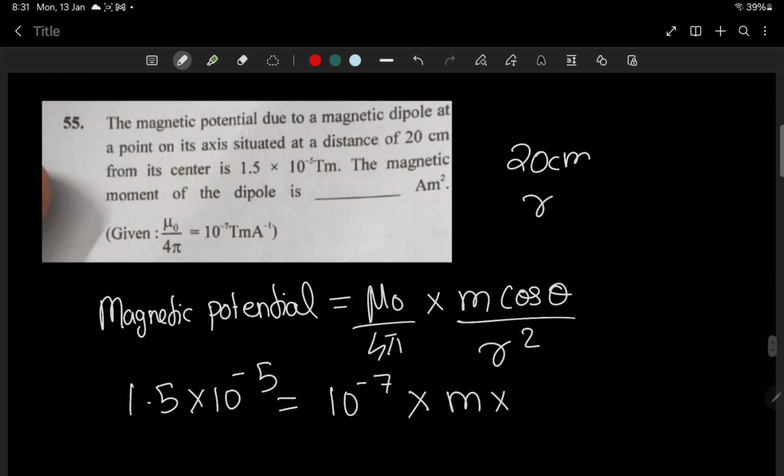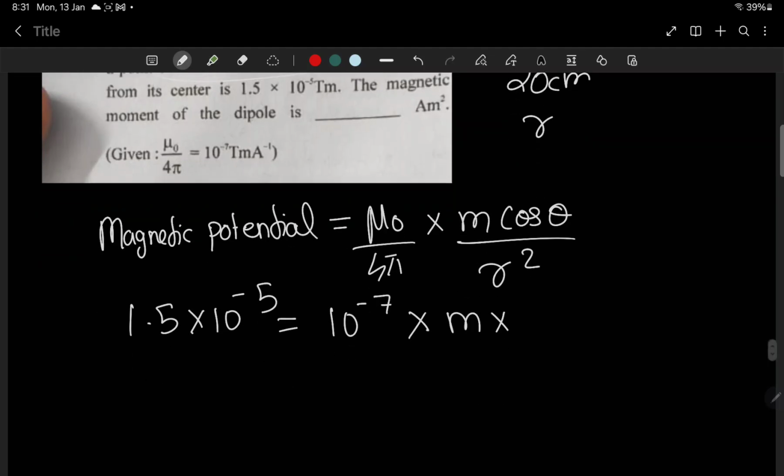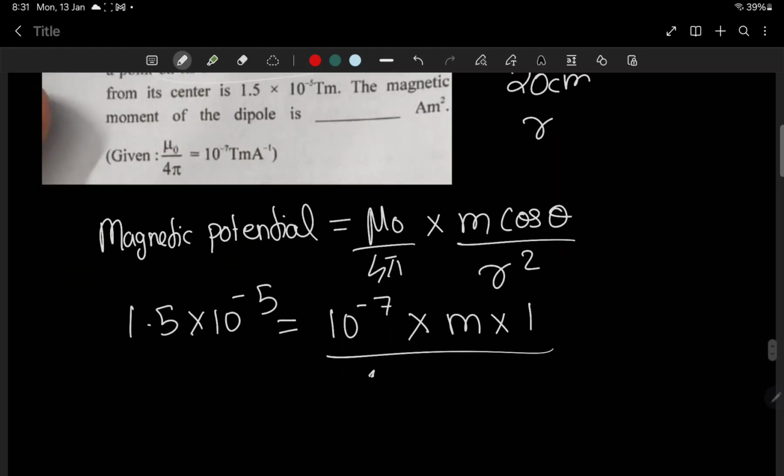It's along the what axis. It is situated on the axis. So cos theta is 1. So we get 1 by r square. That is how much? R is 20. So 400 into 10 raised to minus 4. So this will be 10 raised to minus 2.